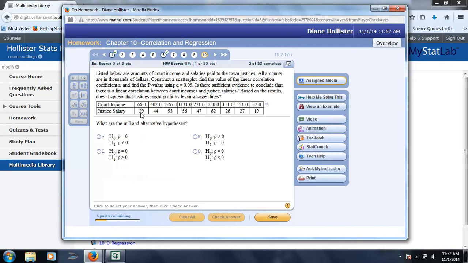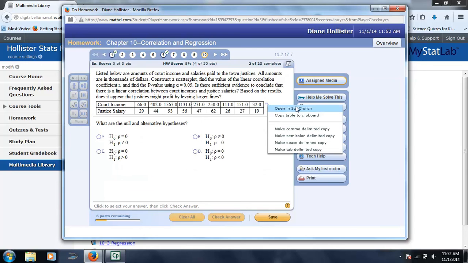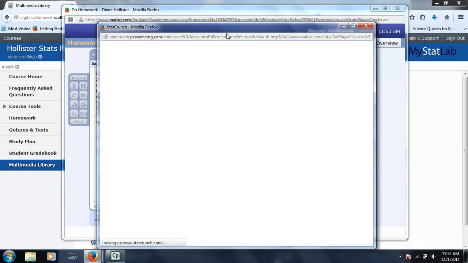Now, number 10, you do have data to compare. And so they start off by, of course, what would be our null hypothesis, that there's no significant correlation, and take it from there. Let's open this in StatCrunch and just quickly take a look at how to do correlation.